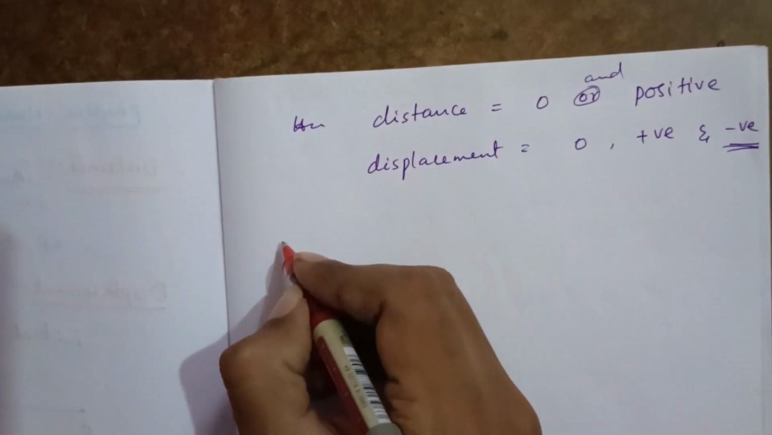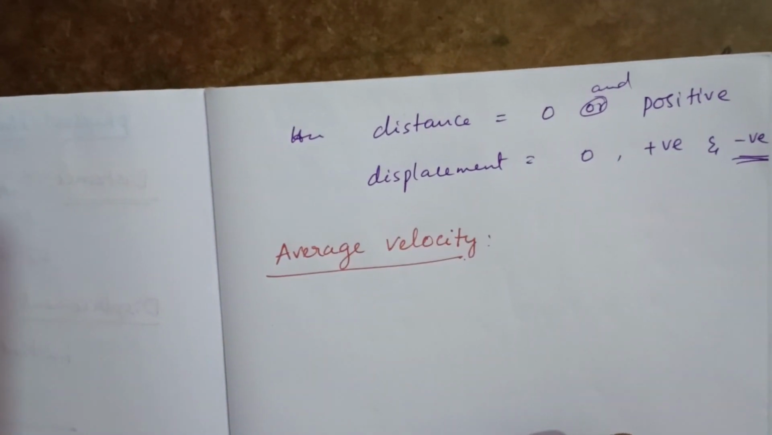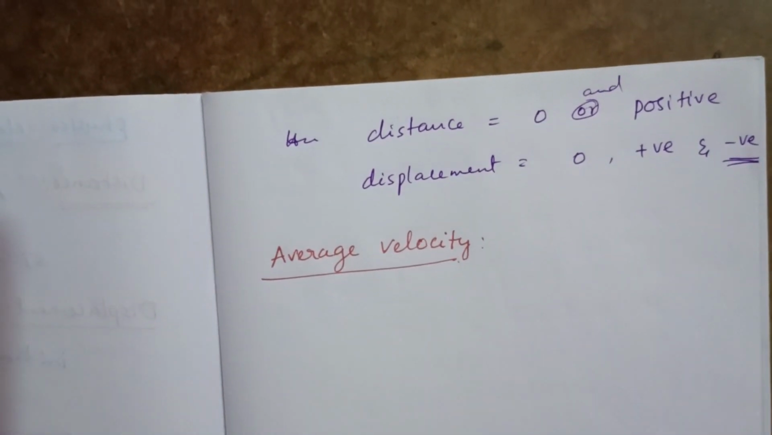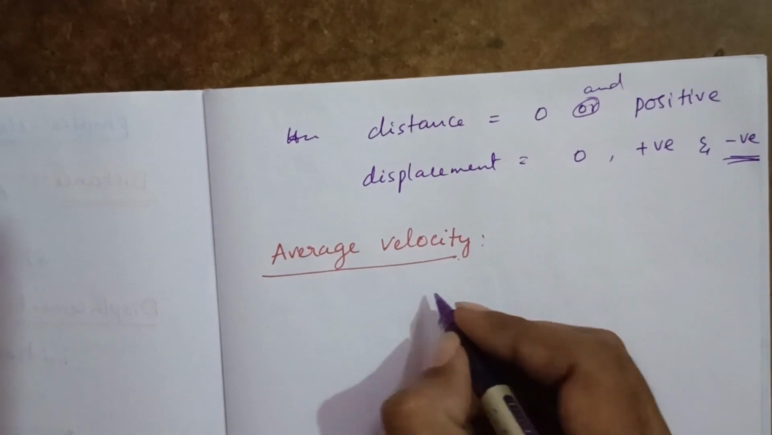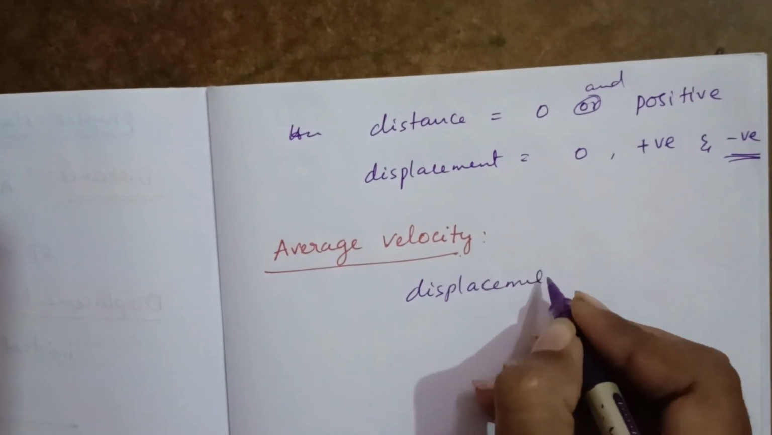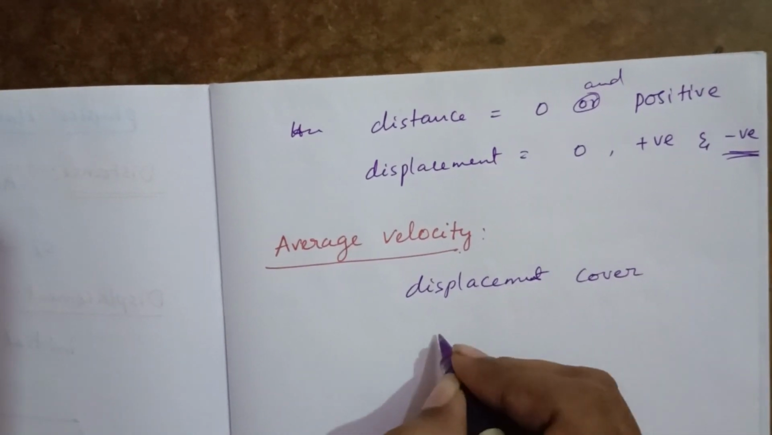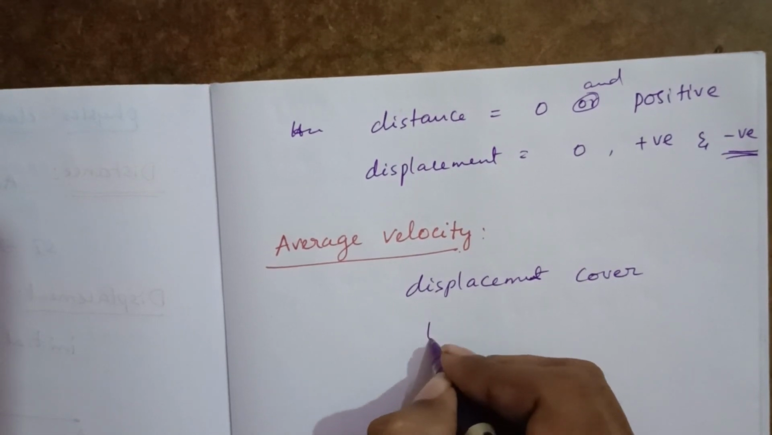Next, average velocity. Average velocity is the ratio of displacement covered during a particular time interval.